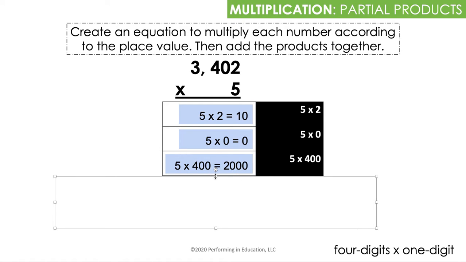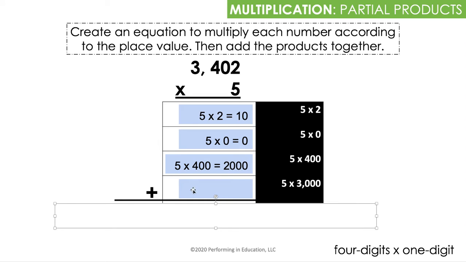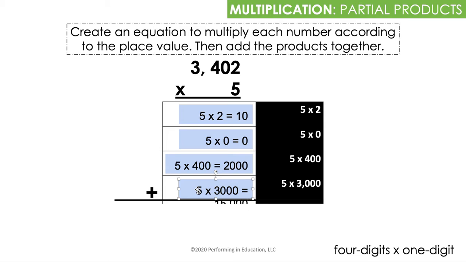And finally, 5 times 3,000. 5 times 3 is 15. So 5 times 3,000 is 15,000. I'll make that a little bigger so it all fits. Still doesn't fit, so what I'm going to do is make the font a little smaller. Oops. There we go. Now it fits. It's okay if yours doesn't fit perfectly.